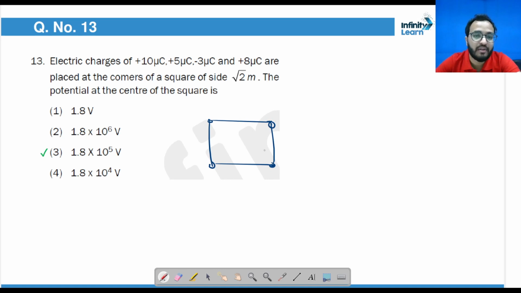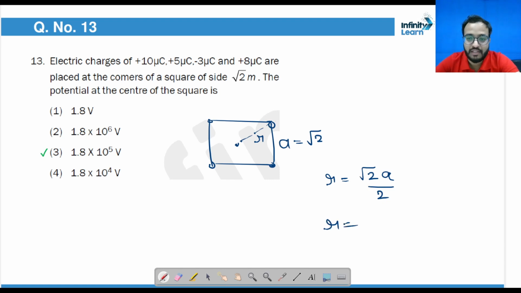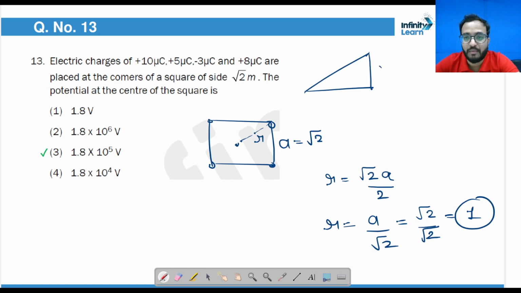So charges are given 1, 2, 3, 4. Now potential is a scalar quantity, right? So at the center they want, so a is given root 2, and what is this distance? Let's say this distance is r. So r is root 2a by 2. Okay, so r is technically a by root 2, and a is root 2. So root 2 upon root 2 is 1, right? We know that this diagonal is root 2a. Suppose if this is a, this is a, this is what? Root 2a. So obviously this distance will be half of it. That is why I said it like this.